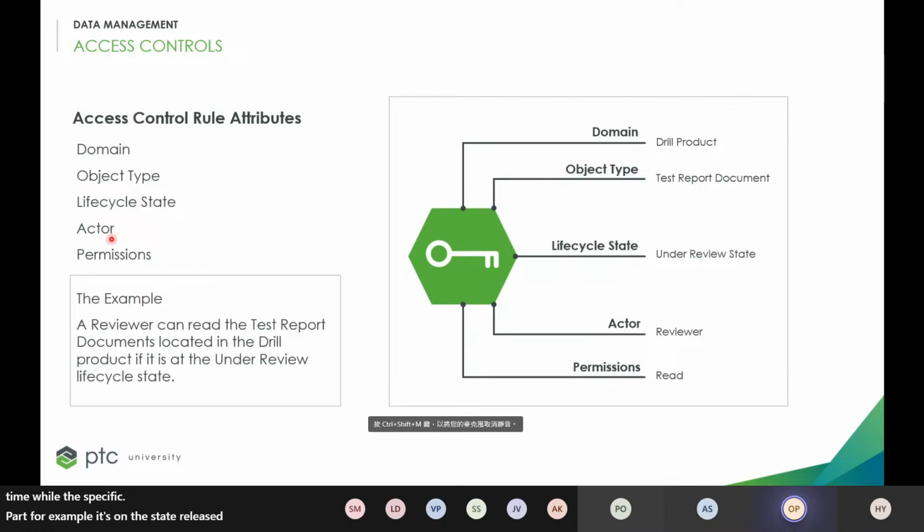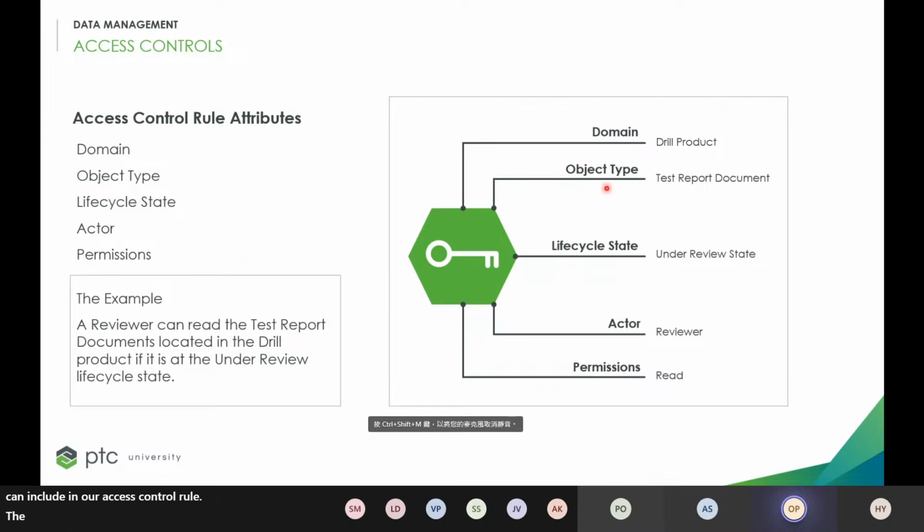Actor. The specific user or participant, it could also be a group, that will have or not have the permission to the data. And the permissions here we can include read, delete, revise, modify. There are a lot of permissions that we can include in our access control rule.